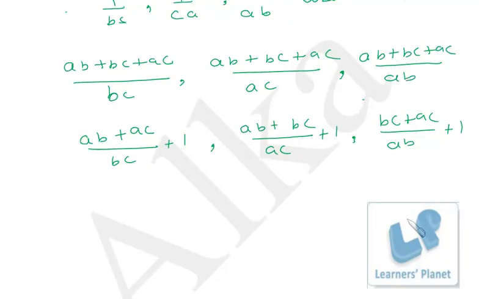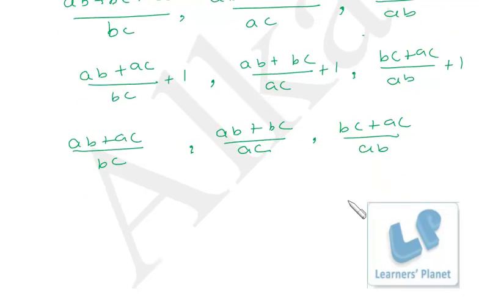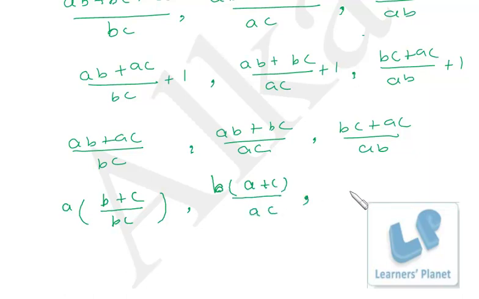Now if I deduct 1 from all of them, still I get terms in AP. So AB plus AC by BC is in AP, AB plus BC by AC is also in AP, and BC plus AC by AB is also in AP. Now I can take A as common: B plus C upon BC. Here I can take B as common: A plus C upon AC. Here I can take C as common: A plus B upon AB. They are also in AP.